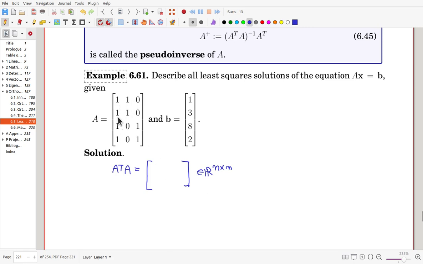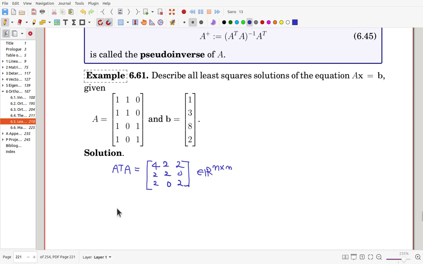Rather than writing A transpose A, you may consider it this way. The 1,1 position is the dot product of the first column with itself, so it is 4. The 1,2 position is the first column dotted with the second column, that is 2. And 1,3 will be this one dotted with that one, again 2. And that will be the same because it must be symmetric. So 2,1 must be 2. Now 2,3 must be 0, and then 3,2 must be 0 again. Now 3,3 is 2.